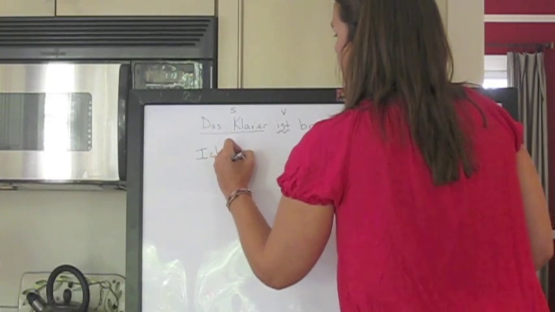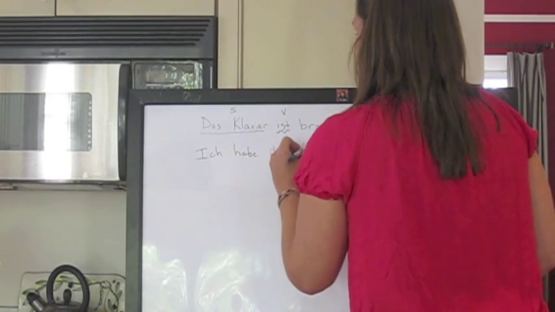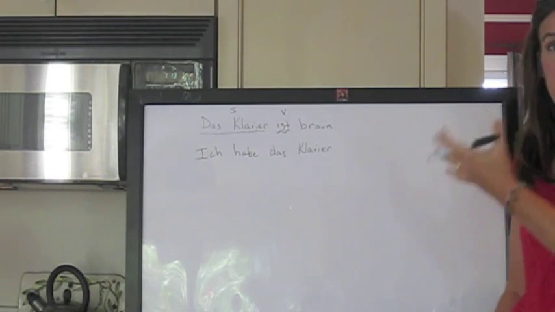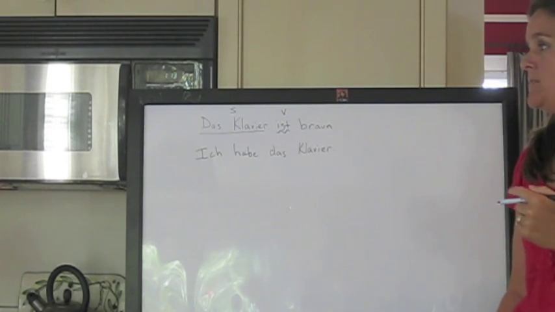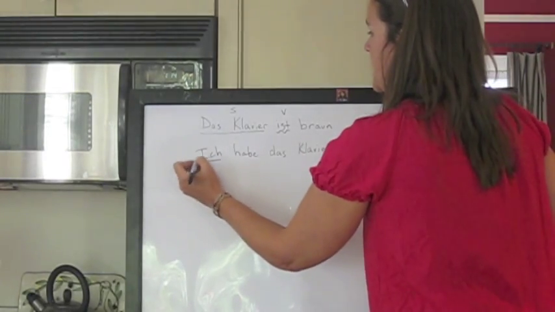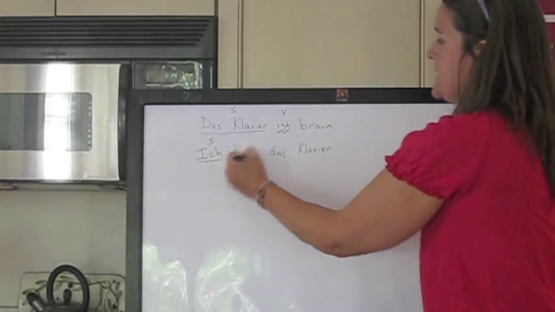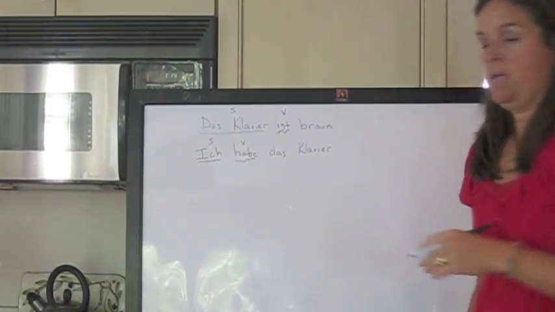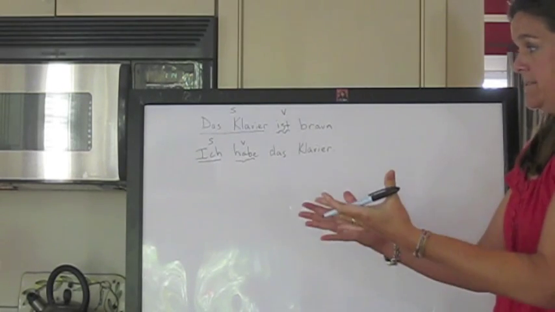Ich habe das Klavier. So now we want to say that I have the piano. I own it. It belongs to me. In this case, we want to also look at what's the subject of the sentence. Here, the subject is ich. I'm the subject. I'm the one who is acting out this verb here. And our verb in this sentence is habe. Habe is our verb, action verb. What do I have? I am the one who has something.